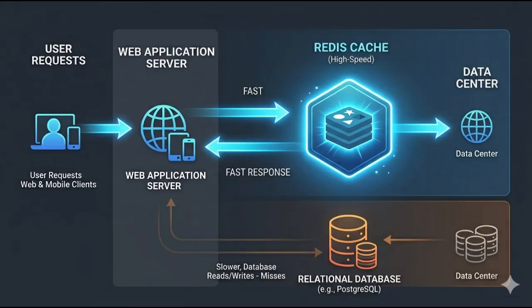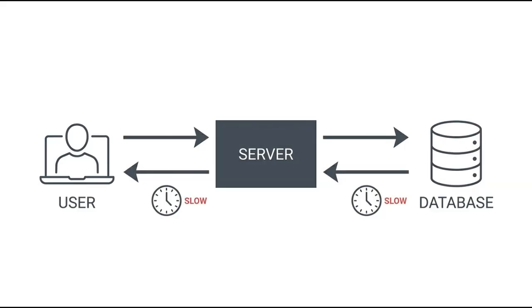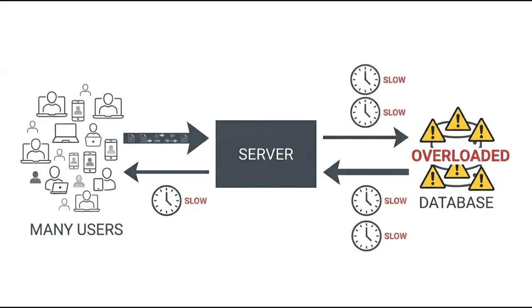Now, you might be thinking, why do we need Redis? Let's understand the problem first. Imagine you have a backend API that fetches user data from the database. Every time a user opens your app, a request goes to the server, queries the database, and returns the result. Now imagine this happening thousands of times per second. This creates a heavy load on the database and slows down your application.